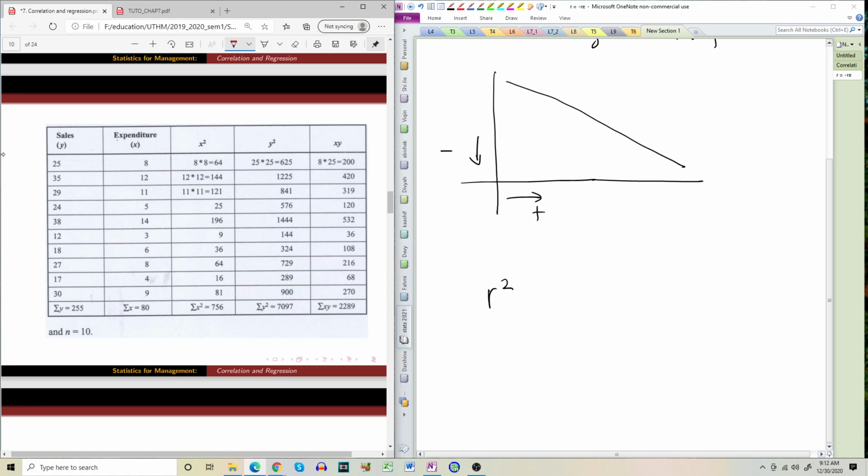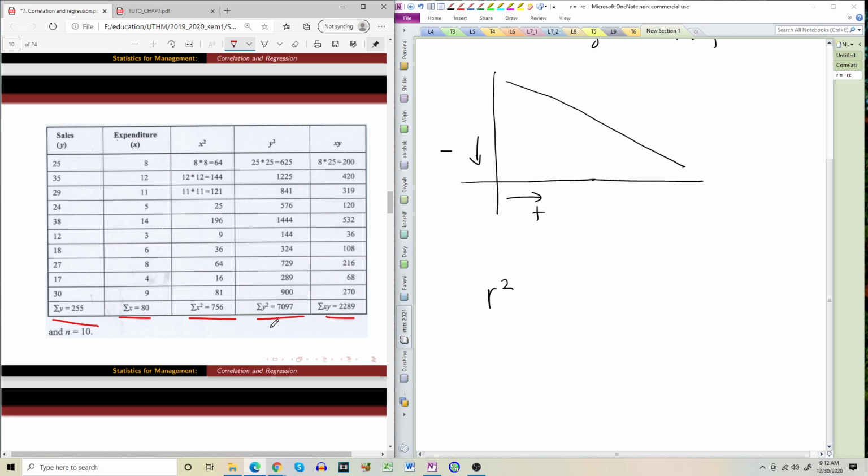You can see that this is your X, this is your Y, and how to find X square? 8 times 8, 64. Y square, 625, 25 times 25, and XY, 25 times 8. That is the first row. You have to do each and every row like that, and then find the summation. This is the summation here.